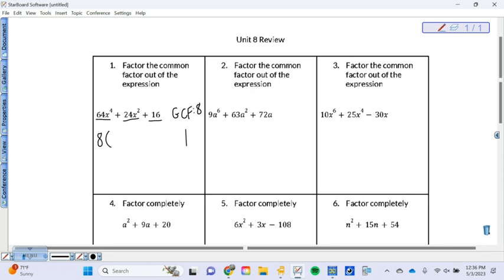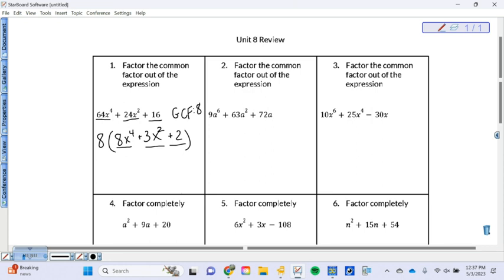I started with three terms, so I need to end up with 3 terms. 8 times what would give me 64x to the 4th? 8 to the 4th power, right? 8 times what would give me 24x squared? 8 times 3. 3x squared. 8 times what would give me 16?